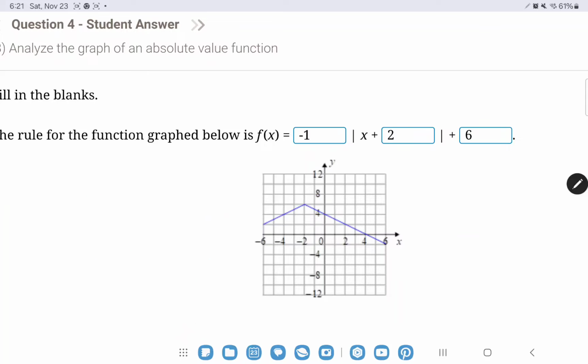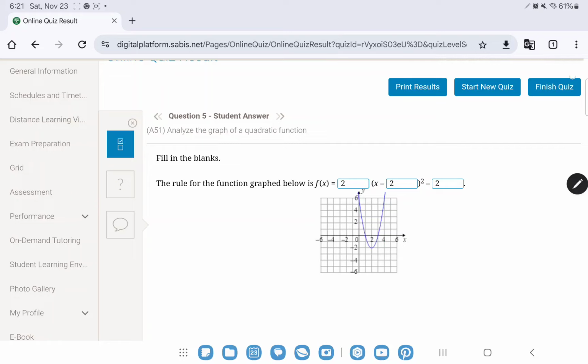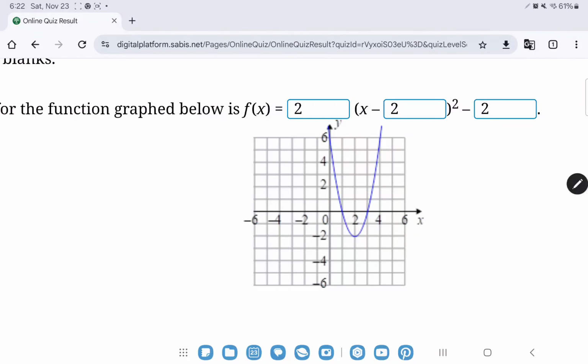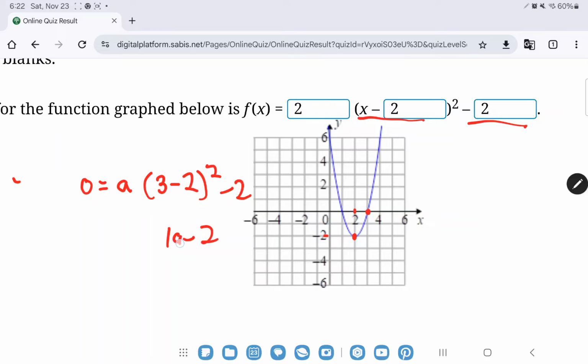That's it. Moving on. We're gonna have now a quadratic function. Same thing. You're gonna see the vertex. It's here. It's at 2, negative 2. So it's minus 2, minus 2. Now this, we do the same thing. We find any point on the line. 3, 0. So 0 equals a into 3 minus 2 squared minus 2. And we solve. 1 squared equals 1 minus 2, 1a, sorry, my bad. 1a minus 2 equals 0.